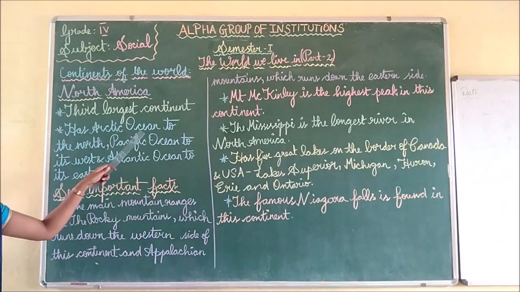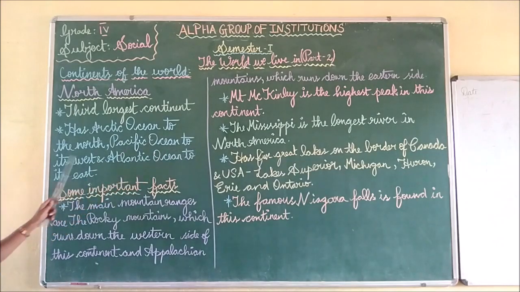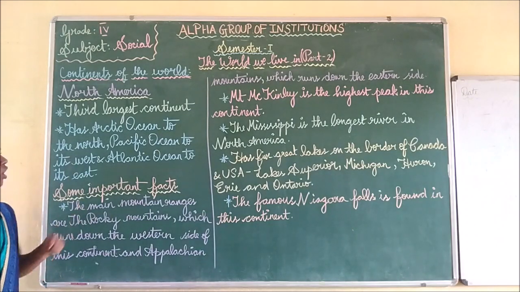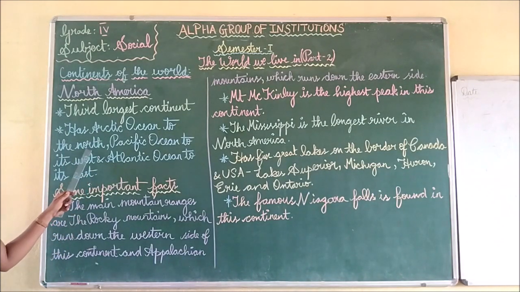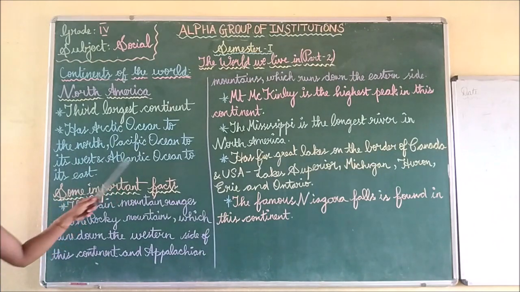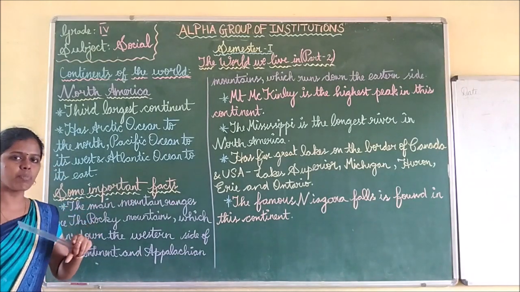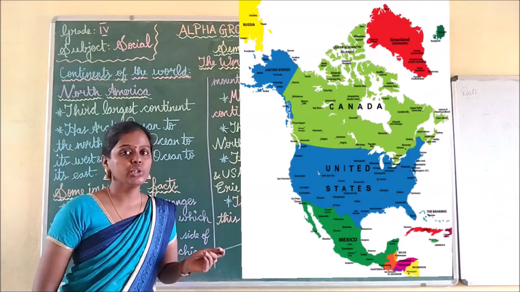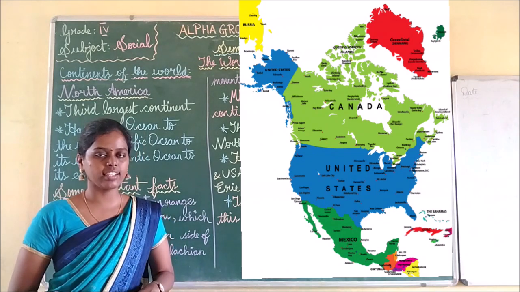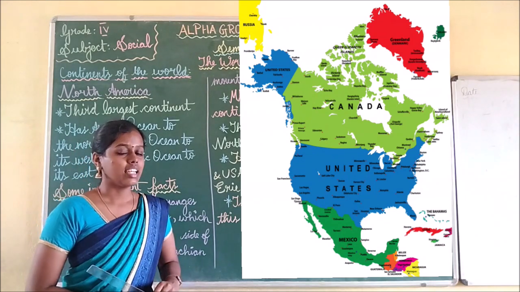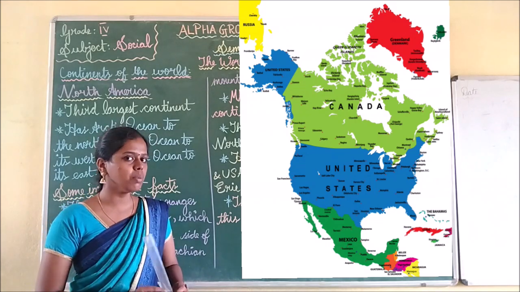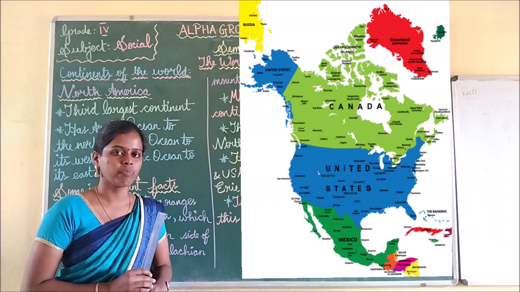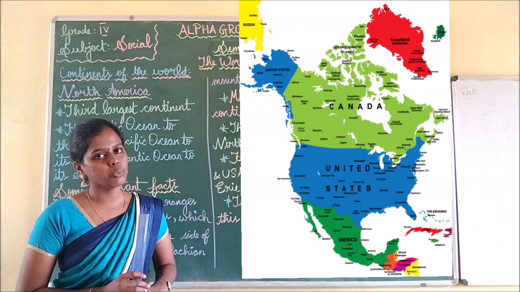It has Arctic Ocean to the north, Pacific Ocean to its west, and Atlantic Ocean to its east. So what are all the boundaries of North America? Arctic Ocean is in the north, Pacific Ocean is in the west, and Atlantic Ocean is in the eastern part. Okay, this is a small intro about North America. And here you are seeing the picture of North America, children. Observe it carefully, and there are many important places marked in this image. So you can remember it easily while you are reading.